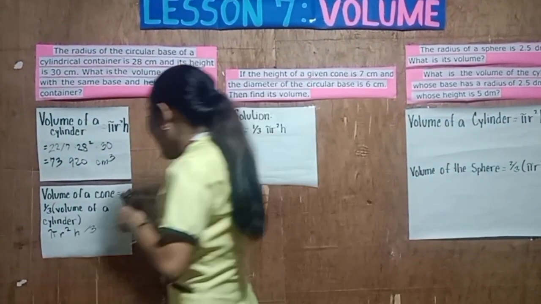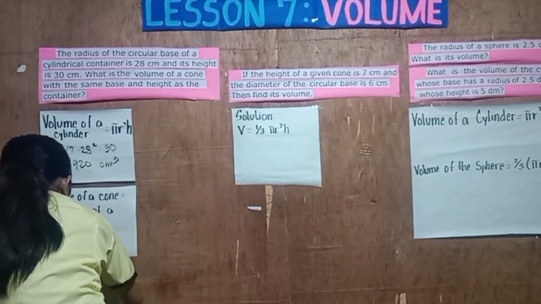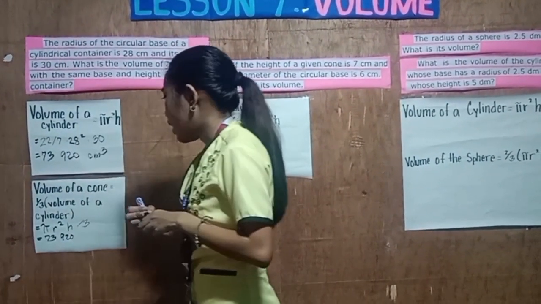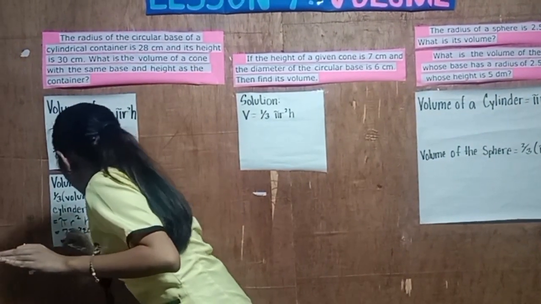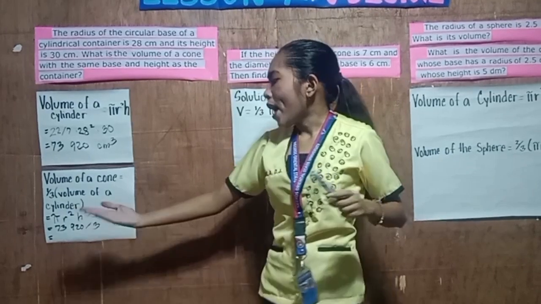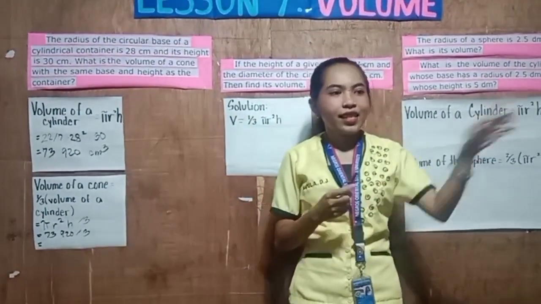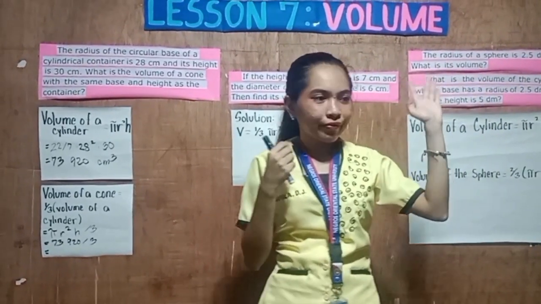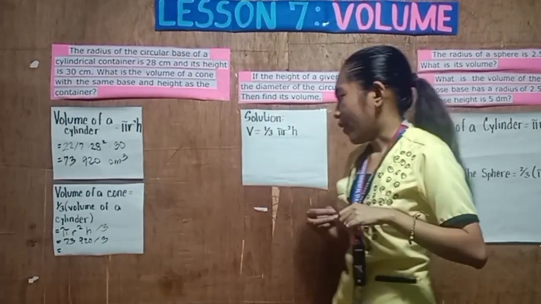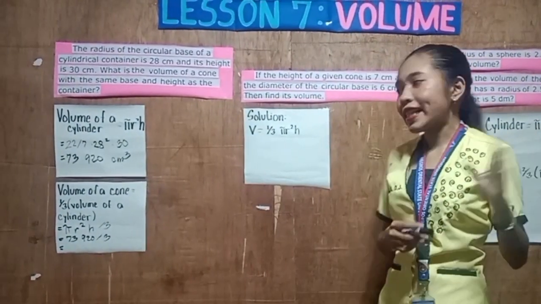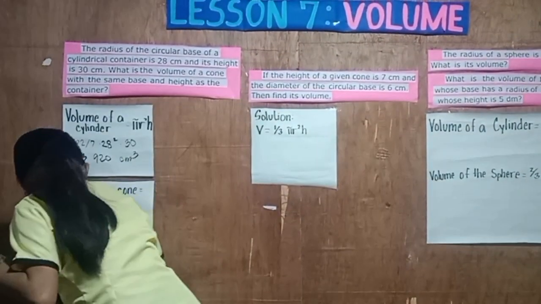We have here the answer. Yes, 73,920 cubic centimeters, and we will divide it by 3. So, what is 73,920 divided by 3? Okay, who has the answer? Yes, Brittany, your answer is very good. It's 24,640 cubic centimeters.